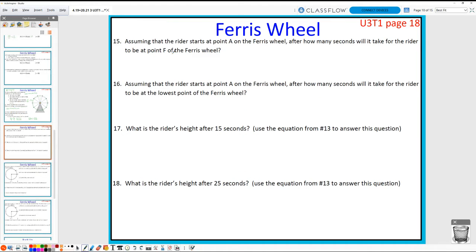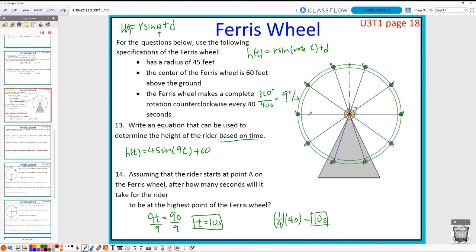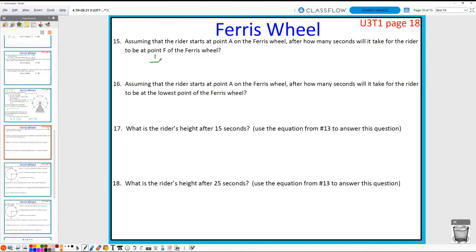How many seconds will it take to travel to F? F is over here, which is halfway. So I can say that's half of the circle, so half the time, which is 20 seconds. You can also say 9t has to equal 180 because that's half of the circle. Divide by 9, and t is again equal to 20. Both methods work.